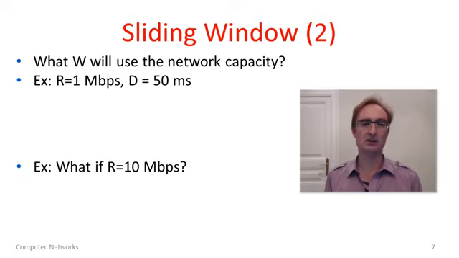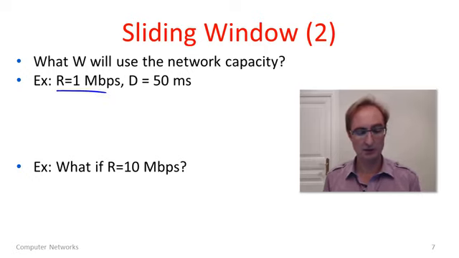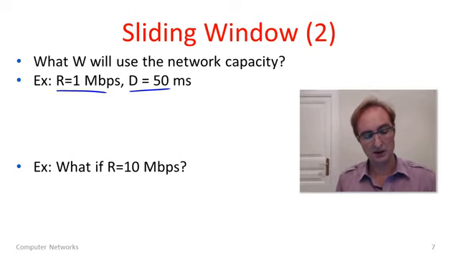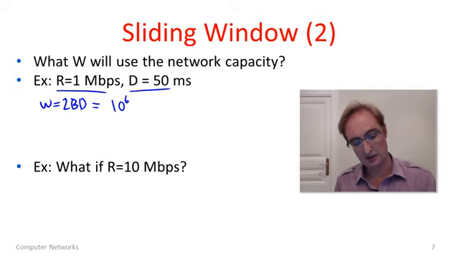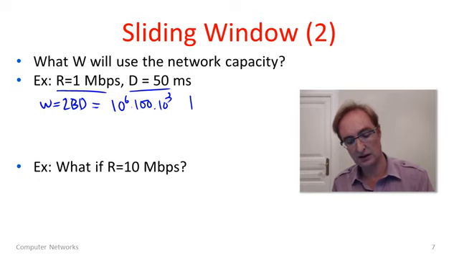Let's see what kind of window sizes this implies to get it working. So what window size W would we like to use to fill up the network, to use it to its capacity? For the examples before, now with a rate of 1 megabit per second and a delay of 50 milliseconds. So we would like W to be equal to 2BD, that is, twice the bandwidth times the delay. I'm just going to multiply the bandwidth first, that's 10 to the 6 bits per second, and twice the delay is 100 milliseconds, so that's 100 times 10 to the minus 3 seconds, so that's 100 kilobits.